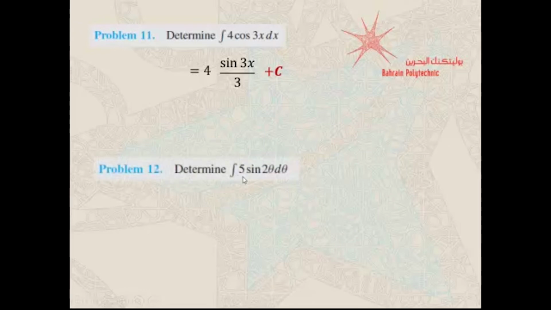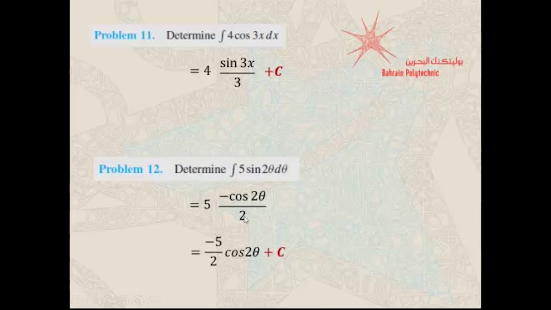Another example on trig functions. I've got the integral of 5 sine of 2 theta d theta. This is in terms of an angle theta. It's the same concept. So I'm going to take the 5, which is a number, and put it here. The integral of sine is negative cosine. So negative cosine of 2 theta. And I'm going to take this 2 and divide by it.